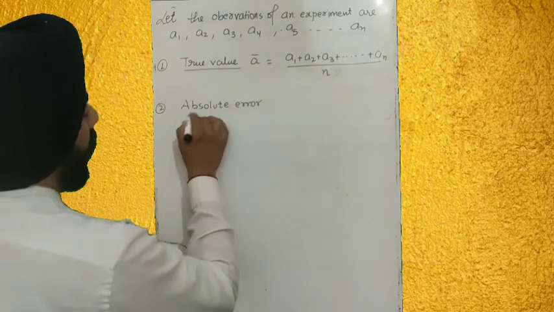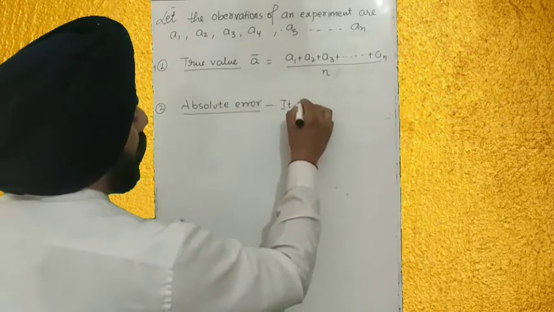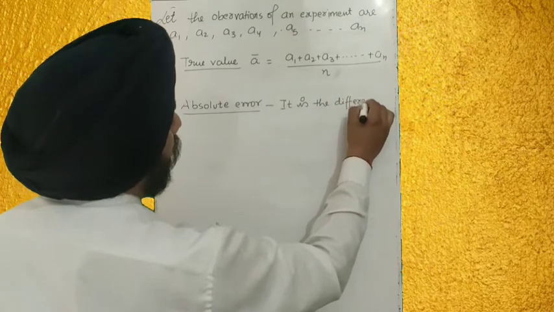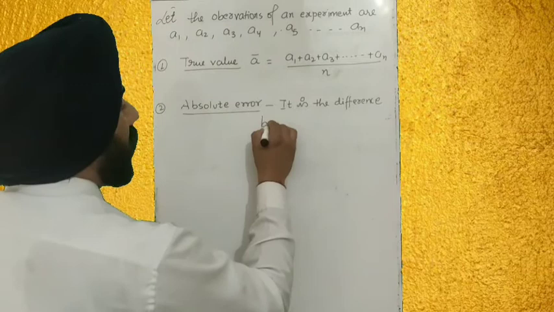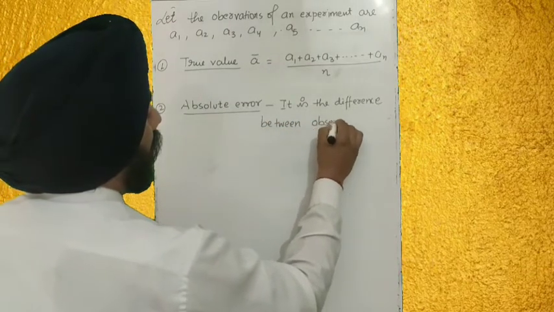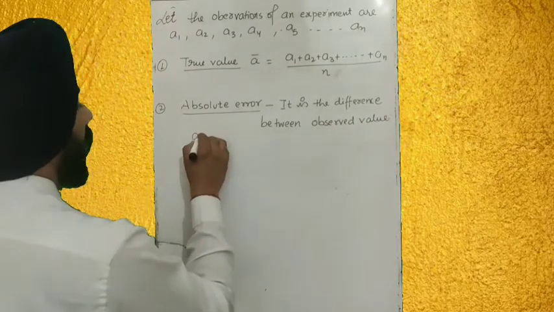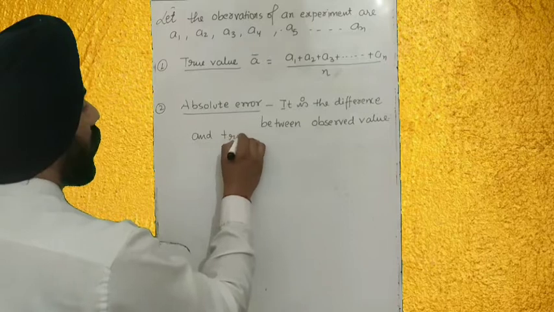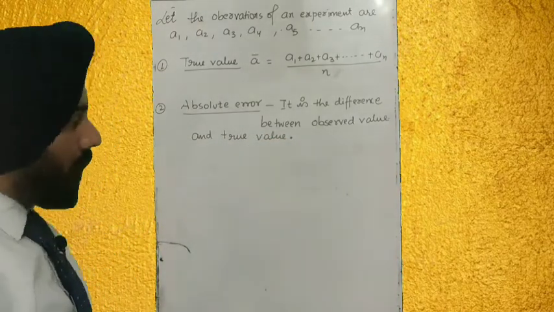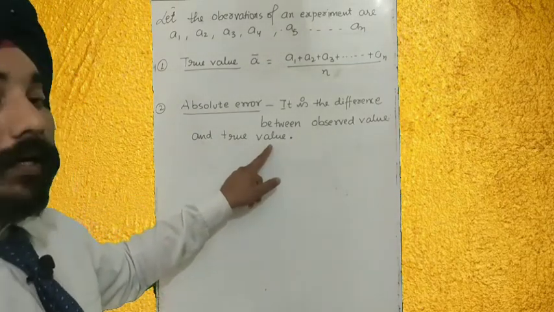Absolute error. What is absolute error? It is the difference between the observed value and the true value. Okay, so the difference between the observed value and the true value is called absolute error.